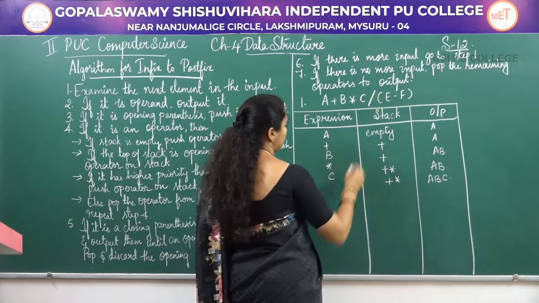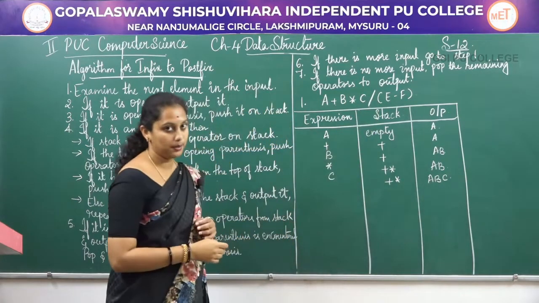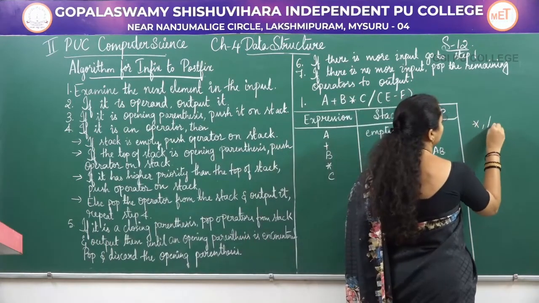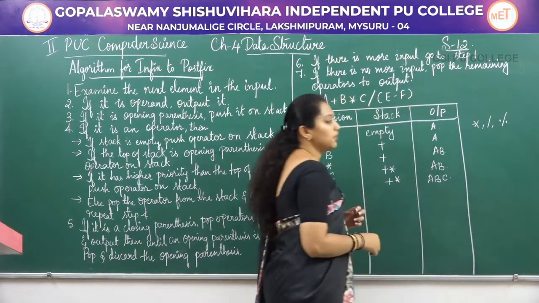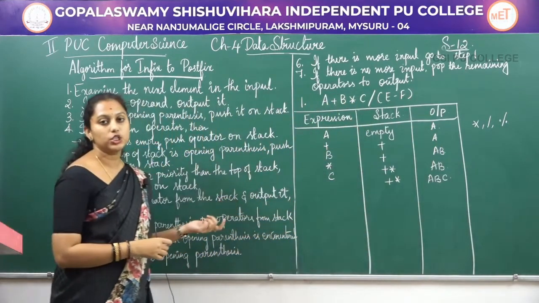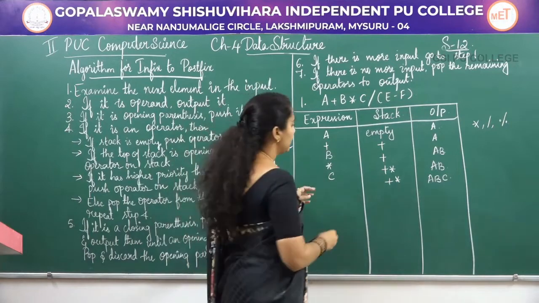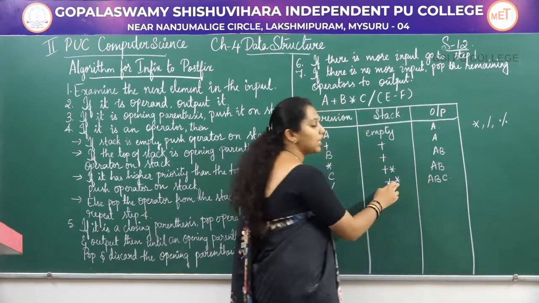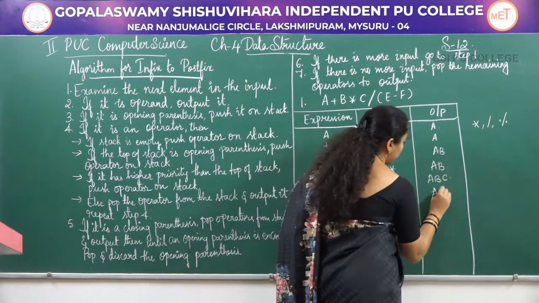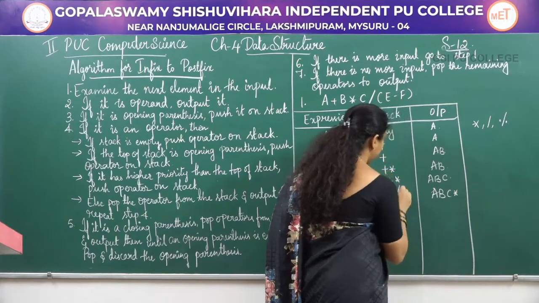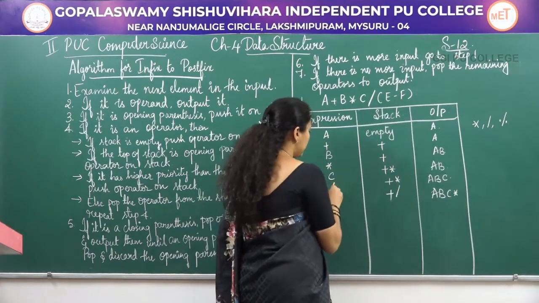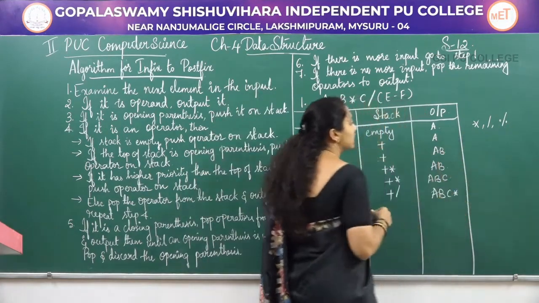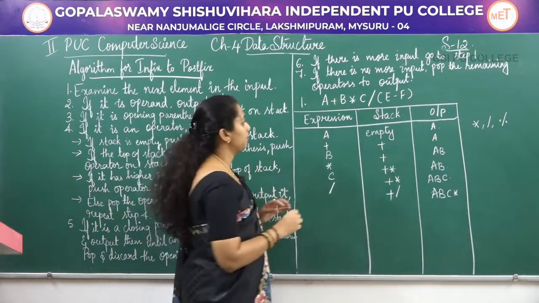Next is the slash symbol. This is nothing but the division symbol. Here star, division and this modulus symbol have higher priority than the addition and subtraction symbols. So what we are going to do is pop this multiplication symbol. I am pushing this division symbol into the stack because multiplication, division and modulus symbols have the same priority.